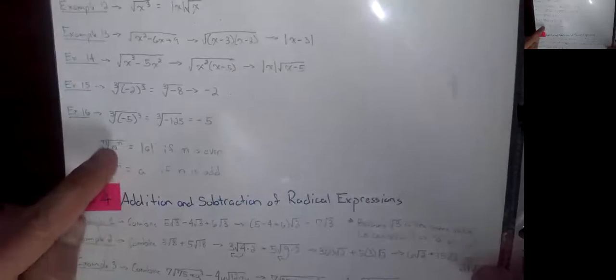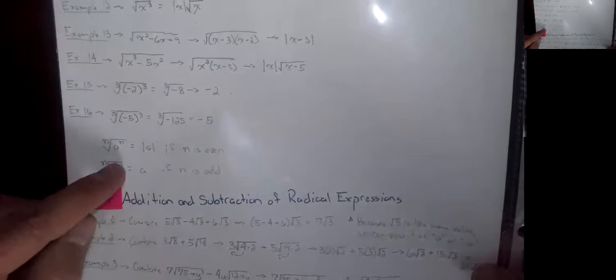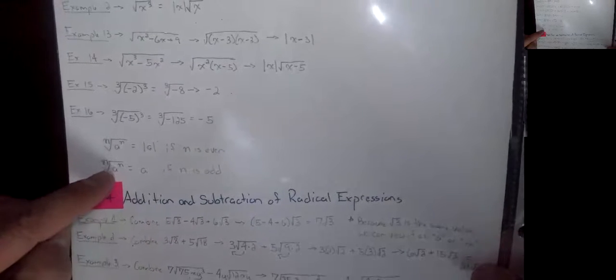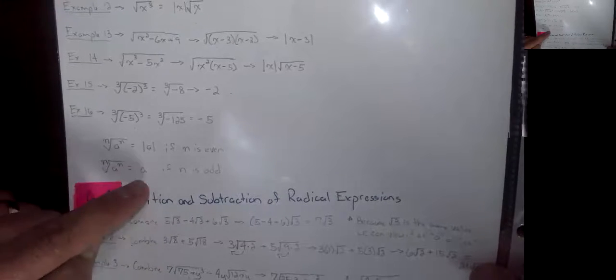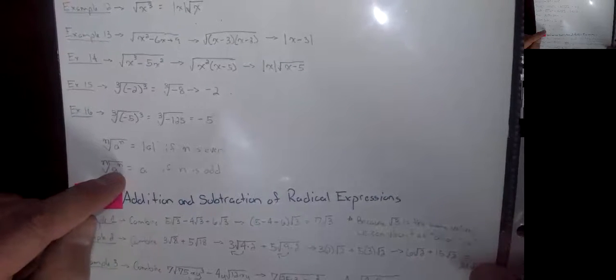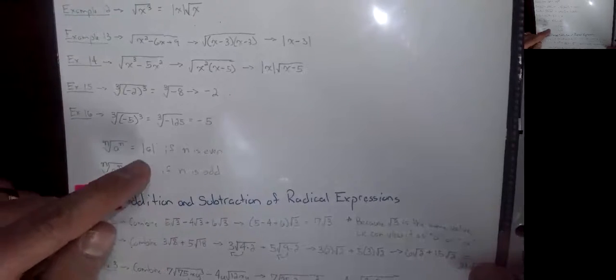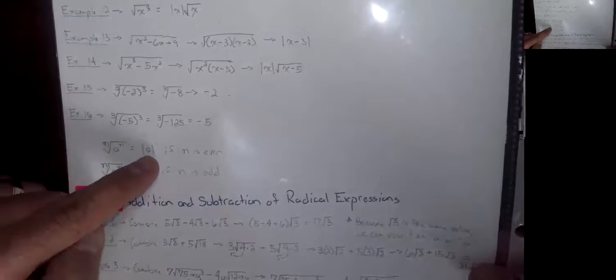Here's the little rule. The n-th root of a to the n is the absolute value of a if n is even, and the n-th root of a to the n equals a if n is odd. So if it's odd, it's just whatever a is, because if it's a negative, it's going to be a negative. If it's even, then we have to say it's absolute value.